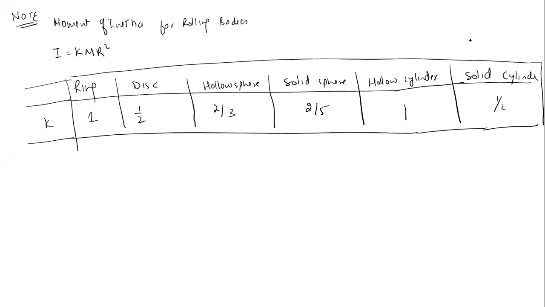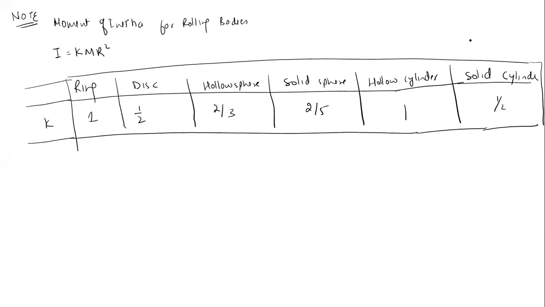K is some constant. I am taking k as some constant. The value of k will change with respect to what object we are taking. We can take the ring, we can take the disk. Whatever the object is, we will change the value of k.